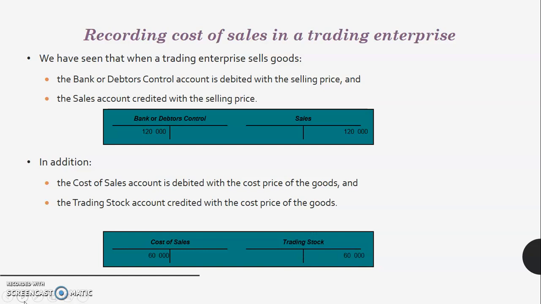Because trading stock is an asset, it decreases on the credit side, while cost of sales is an expense that is debited on the debit side. So this is not new, this is what you've done in grade 10 and the early parts of grade 11. But now, what about a company that manufactures its own trading stock, which we've been doing up till now? When this company sells its trading stock, what does it look like?